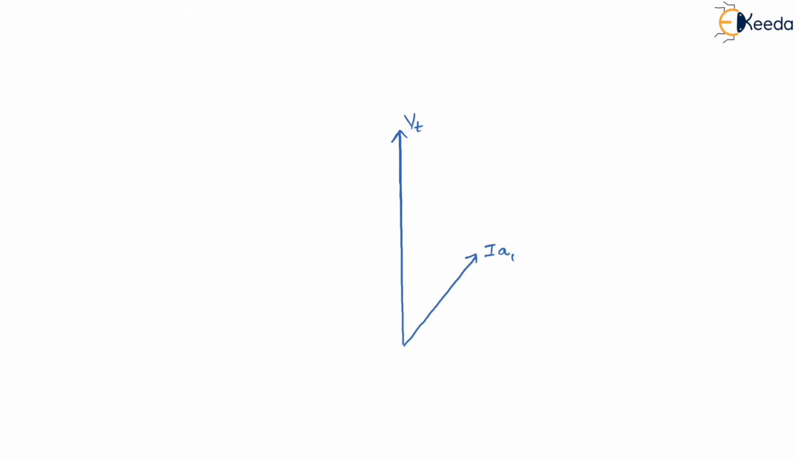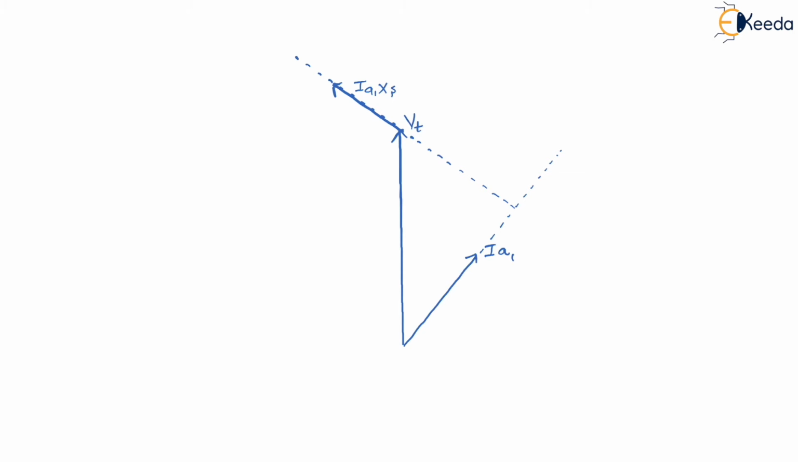This is 90 degrees to my IA1. So let me just draw that: 90 degrees from IA1 moving through VT. Correct? So basically what will happen is here, this is going to be the IA1 axis, yes or no? IA1 axis, because it is with respect to IA1, correct?